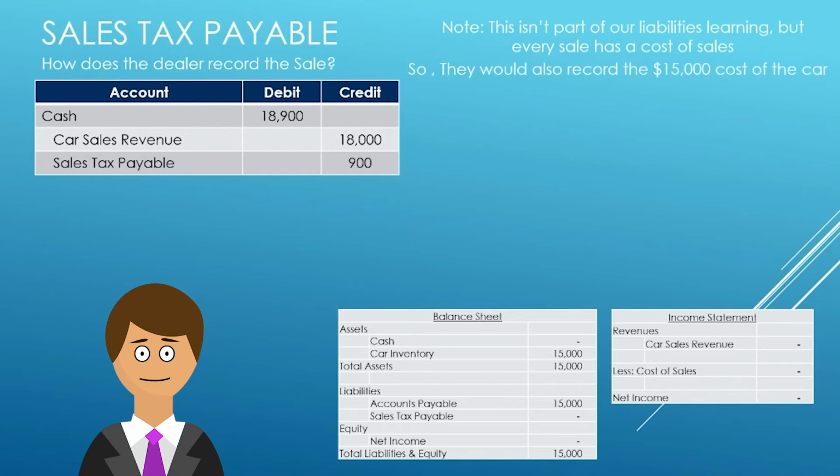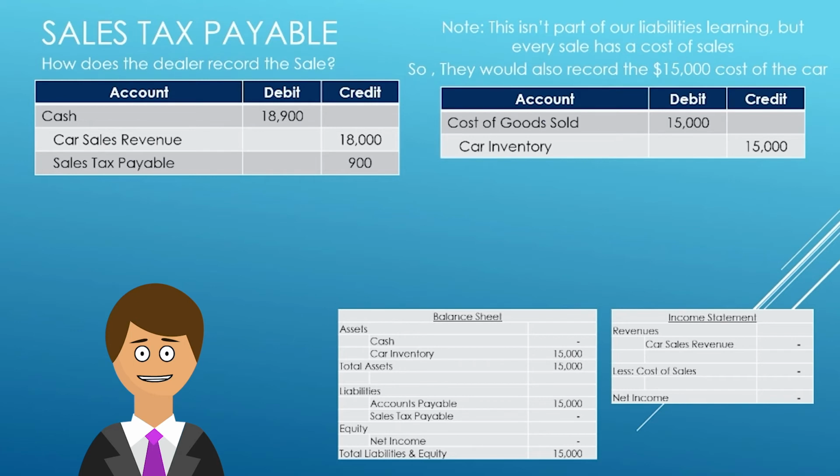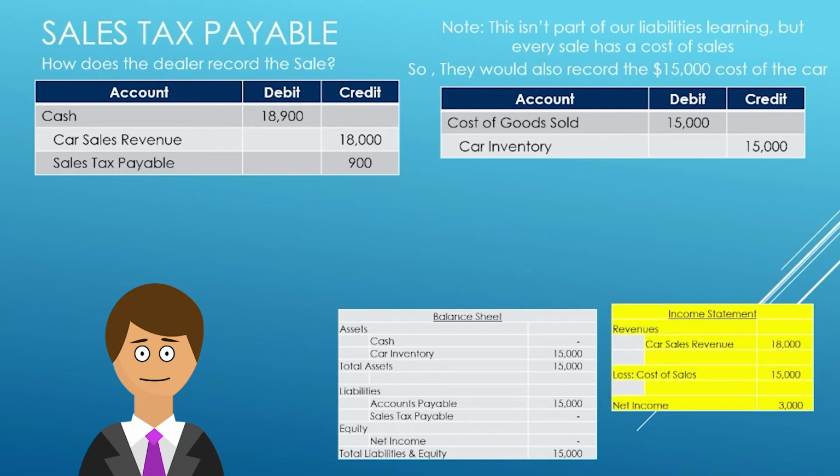So we're going to show that $15,000 that we bought the car from the manufacturer of as leaving our lot, as being sold. So we've got a cost of goods sold of $15,000 that's debited, and our car inventory has left the lot, so it's credited against that car inventory for $15,000. So your transaction created two transactions for the dealership. So now let's look at what their income statement looks like after the transaction you made. They've got an $18,000 car sales revenue, and they also reflect that cost of sales of $15,000, so the dealership made $3,000 of net income on that car sale that you had.